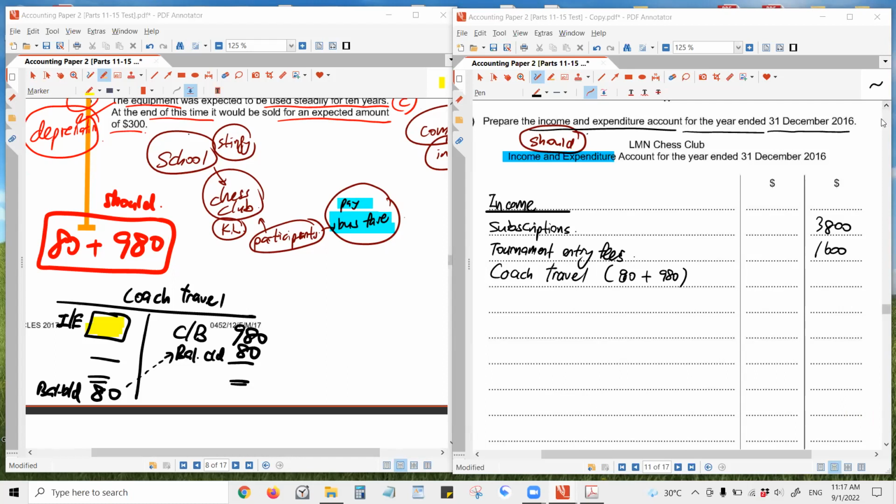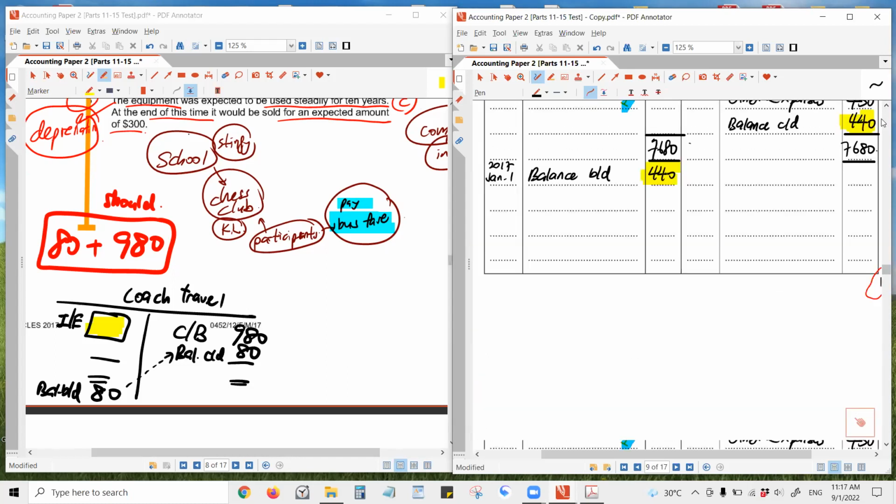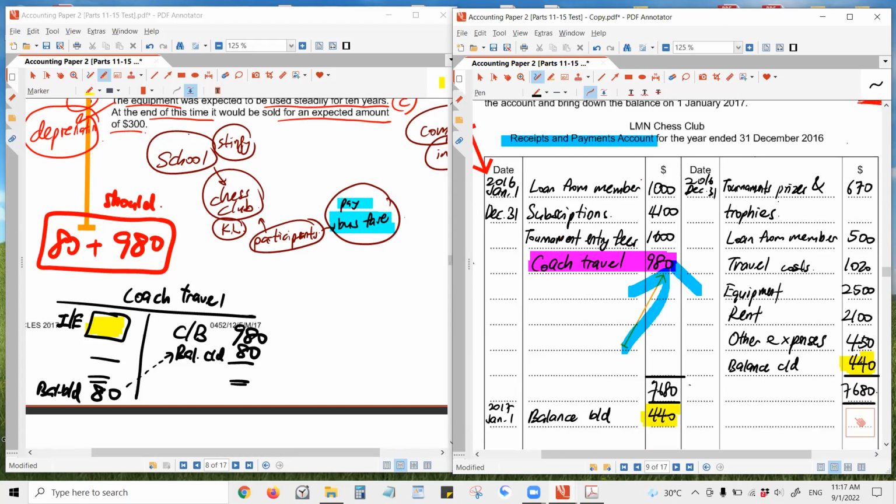Yes, correct. Okay, let me repeat again. Why is the $80 not inside the 980? Because we have not received it. We have not received it. Okay, we have only received 980 so far this year.